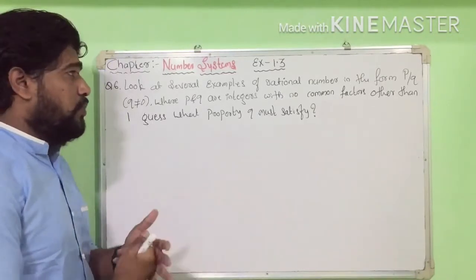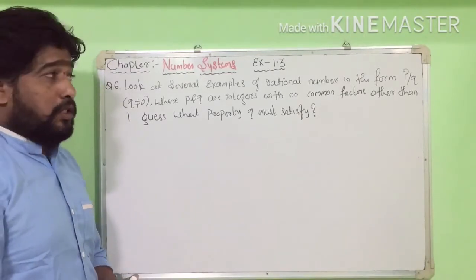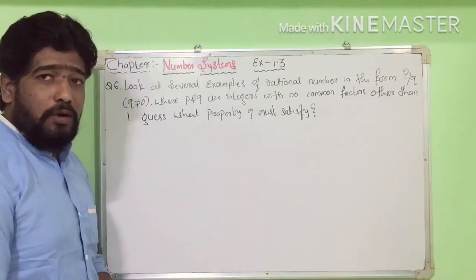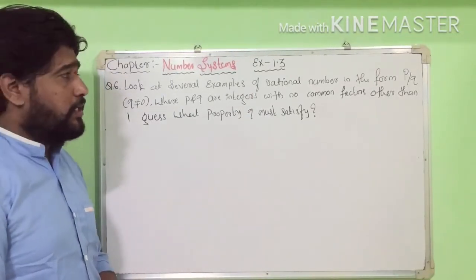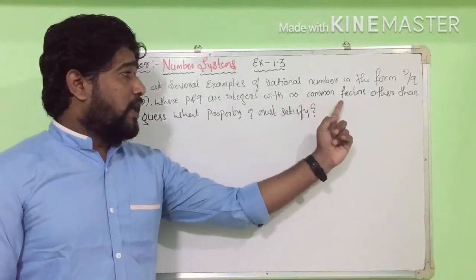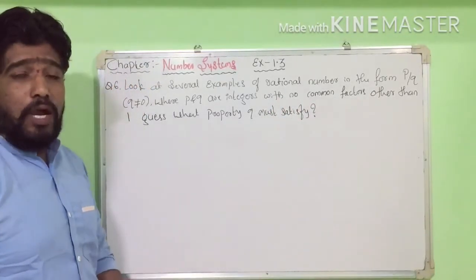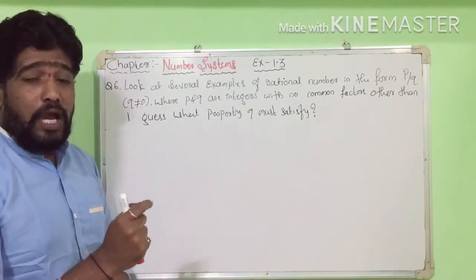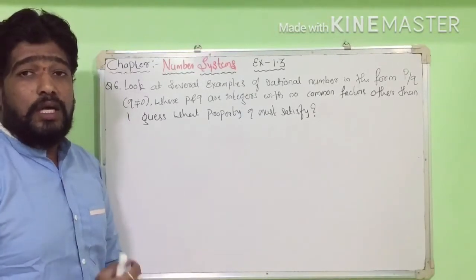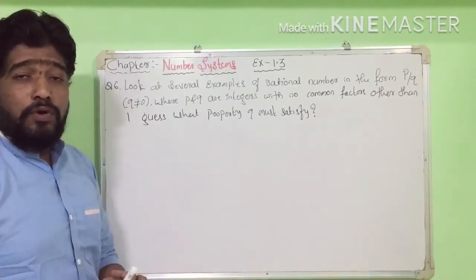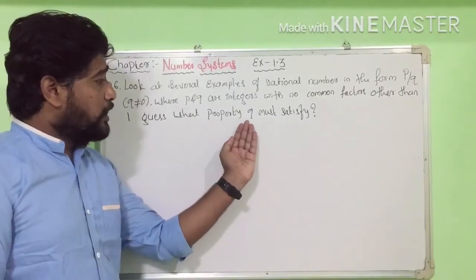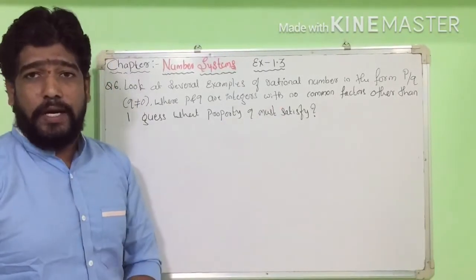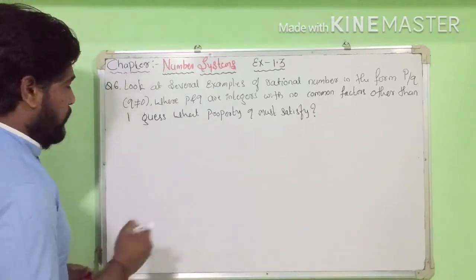So here we want to write some examples of a rational number which is in the form of p by q, and they have given here one more condition, no common factor other than 1. p and q don't have a common factor other than 1. Like that we want to write examples here, and so we guess which property q satisfies, right? Let me write one example here.